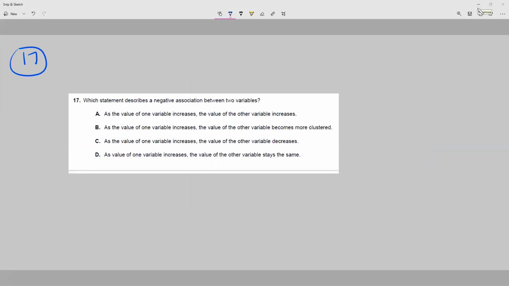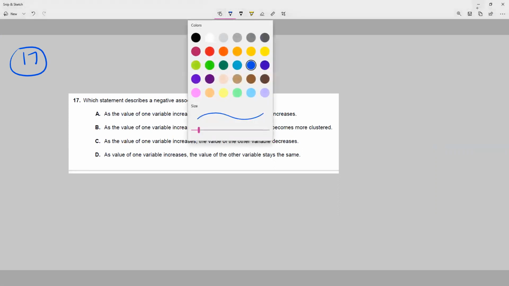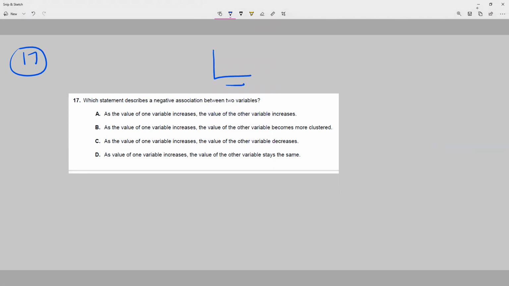Which statement describes a negative association between two variables? So negative would mean that X, the first number, is increasing, but this is decreasing. So you're looking at something where it's going down that way. So as the value of one increases, the other one increases. That's not right. That's positive. As one increases, the other becomes more clustered. No. As one increases, the other decreases. And then as one increases, the other stays the same. So this is not right. This is true.